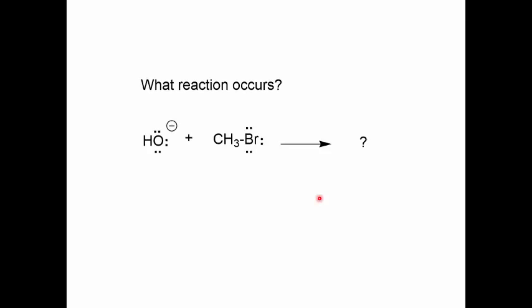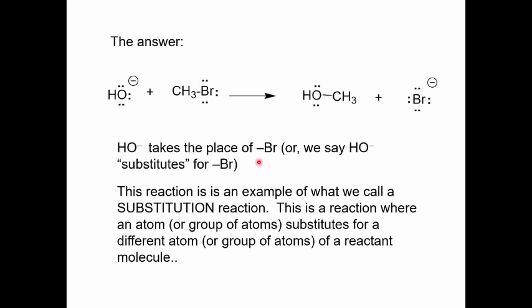Suppose you mix hydroxide with methyl bromide. What will happen is they will react. A spontaneous reaction ensues. Well, what is the reaction? What are the products? The products are methyl alcohol and bromide ion.